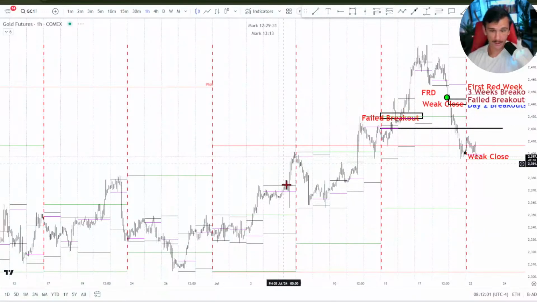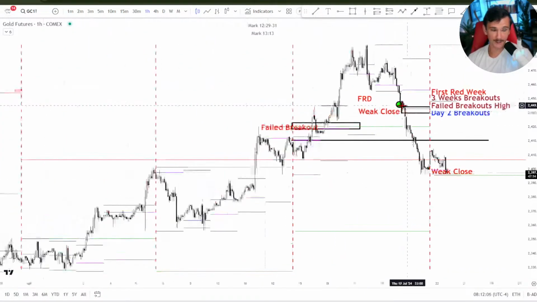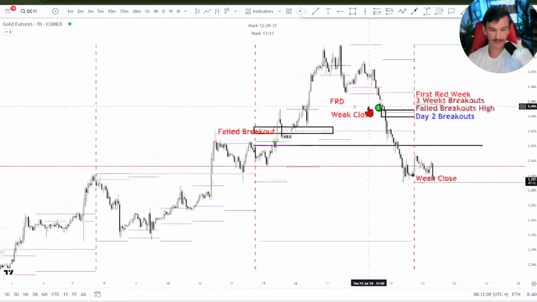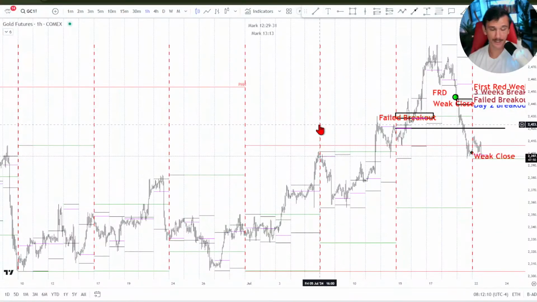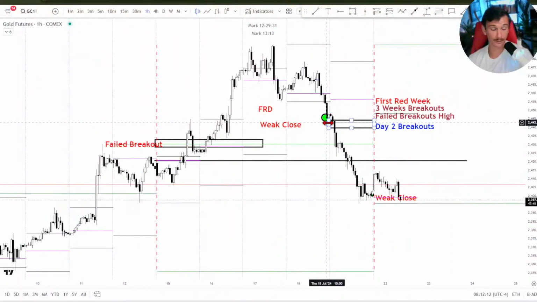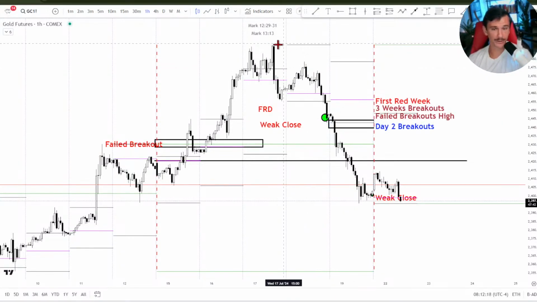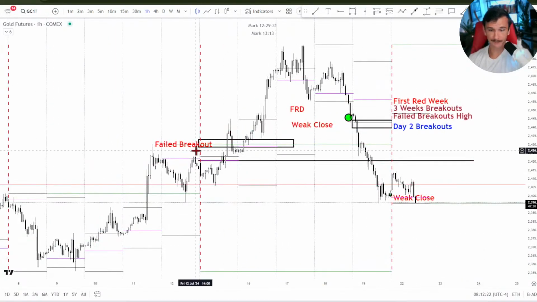Big picture. Breakouts week 1, breakouts week 2, breakouts week 3, failed breakout now at the high of the current month. This would technically be week 1 of the 3-week cycle. Are we going to trend away from week 1 highs, back down? We will see.